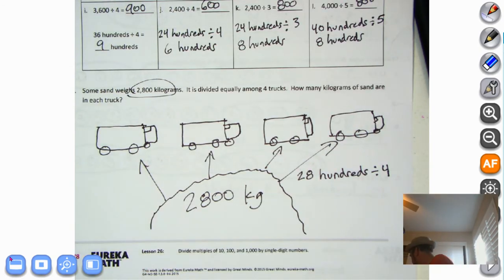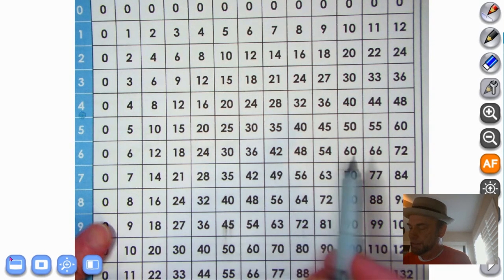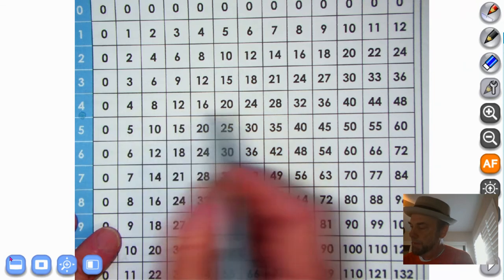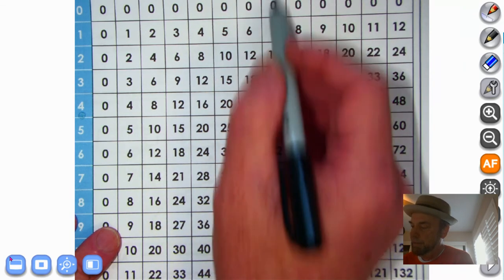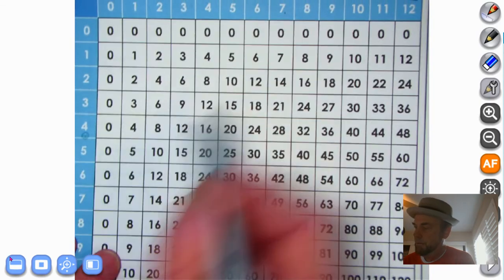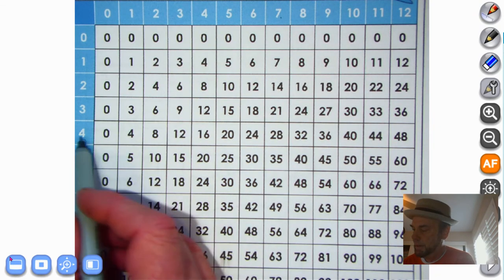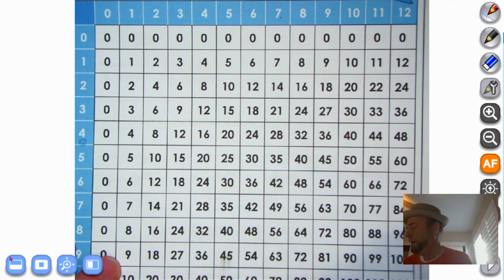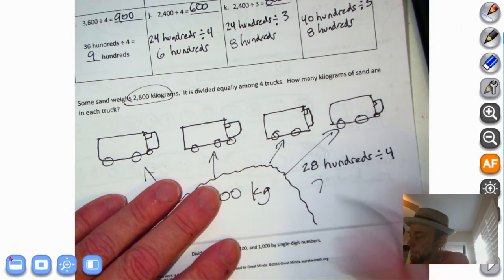Well, let's go to our multiplication chart. And we can find 28. Nah, I don't like it. Let's go with the 4. We can go and we find the 28. Okay. So it looks like it gets divided. 4 times 7 is 28. So 28 divided by 4 would be 7. See how that works? 28, 4. 4, 28, 7. All right. So 7. 28 divided by 4 is 7.